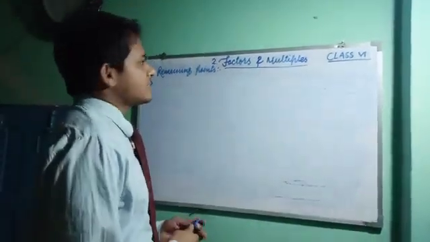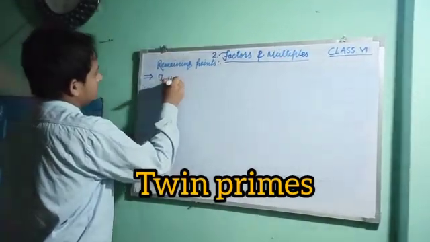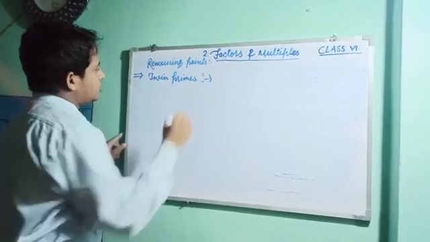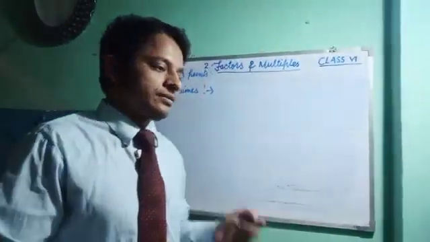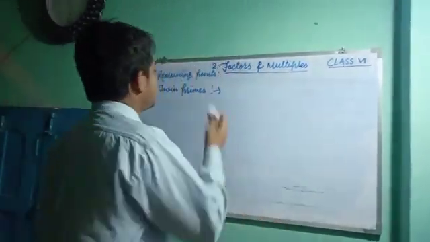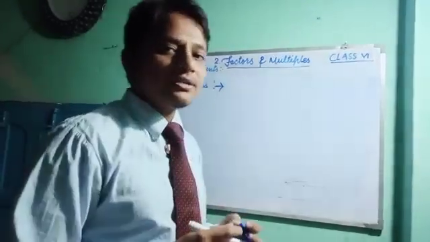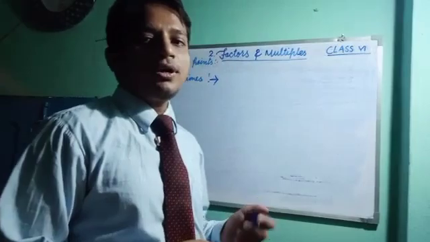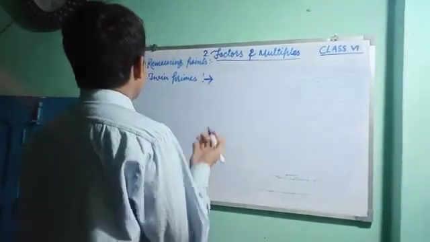So let's get started. The point is twin primes. What do you mean by twin primes? Two consecutive odd prime numbers are known as twin primes. Once again, two consecutive odd prime numbers are known as twin primes. Let us figure it out with the help of examples.